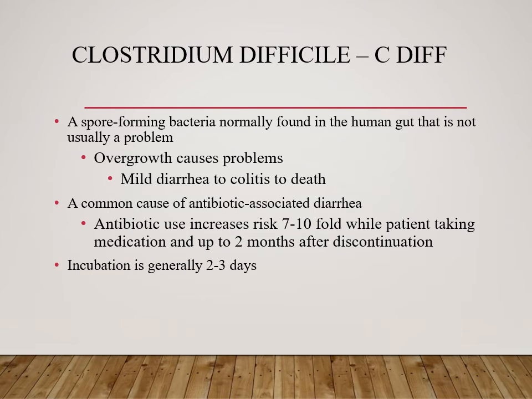C. diff, a spore-forming bacteria normally found in the human gut, is usually not a problem. Overgrowth causes problems: mild diarrhea to colitis to death. A common cause of antibiotic-associated diarrhea. Antibiotic use increases the risk 7 to 10-fold while the patient is taking medication and for up to 2 months after discontinuation. The incubation is generally 2 to 3 days.